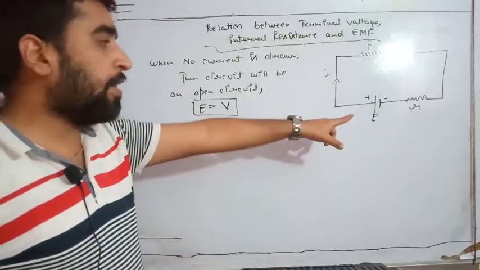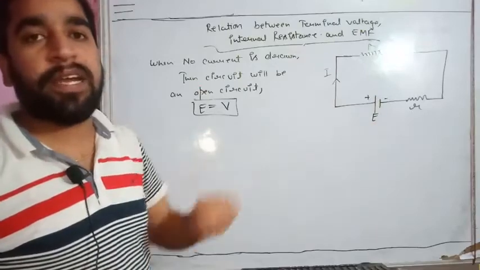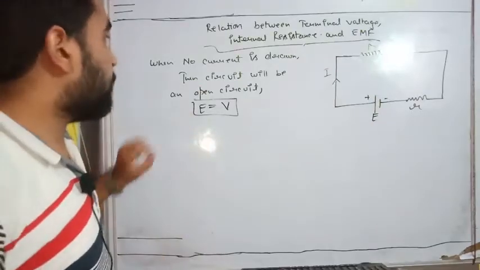What is r here? Small r is the internal resistance offered by the electrolyte solution. So this is the special case.